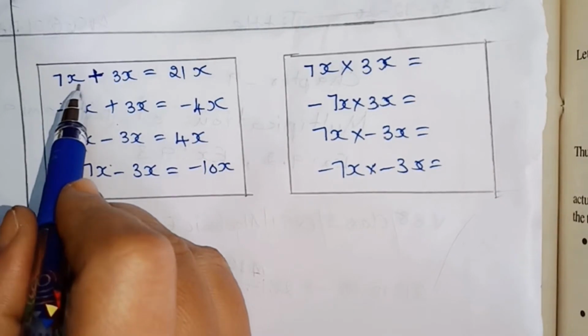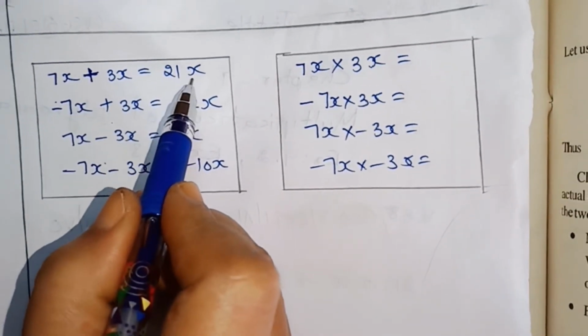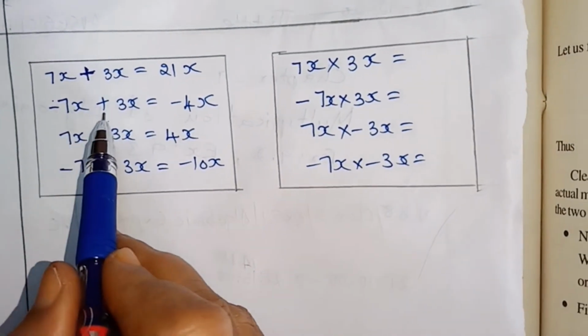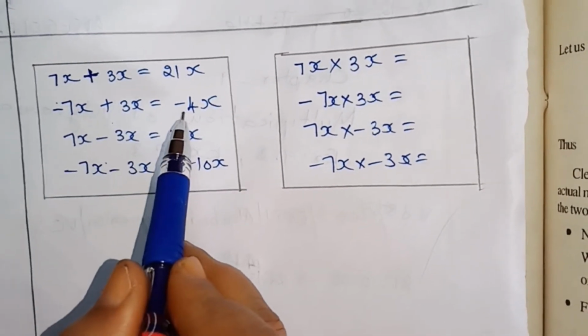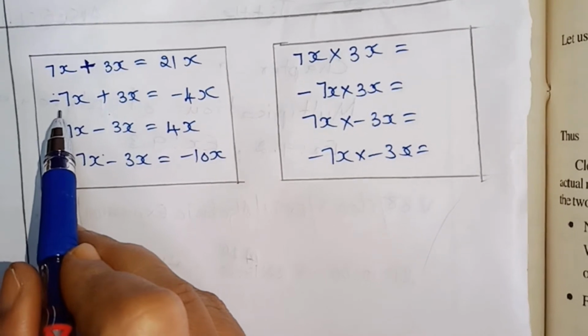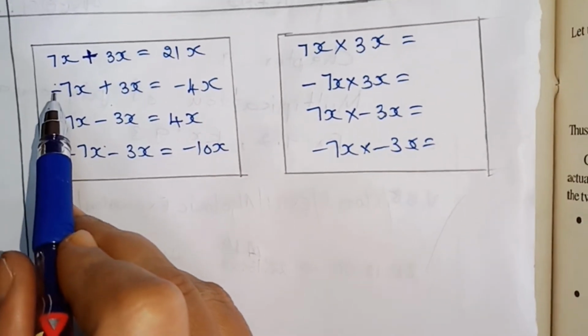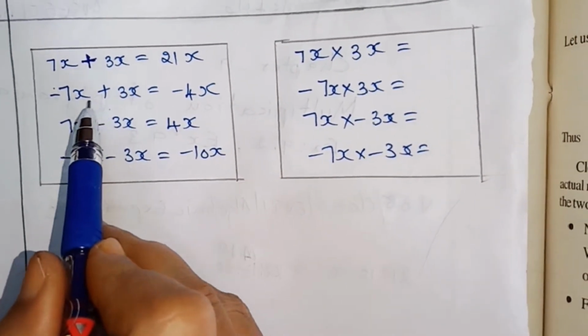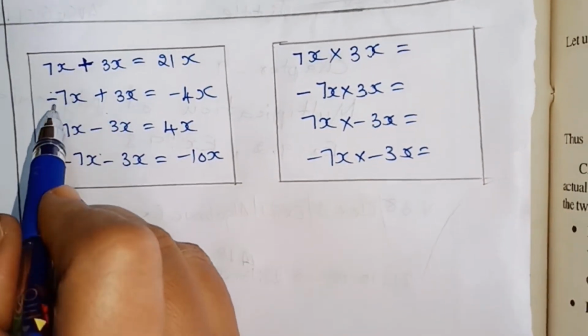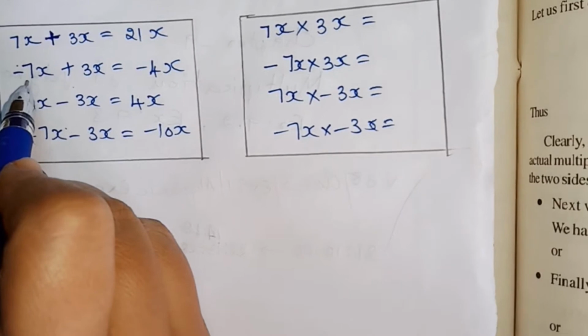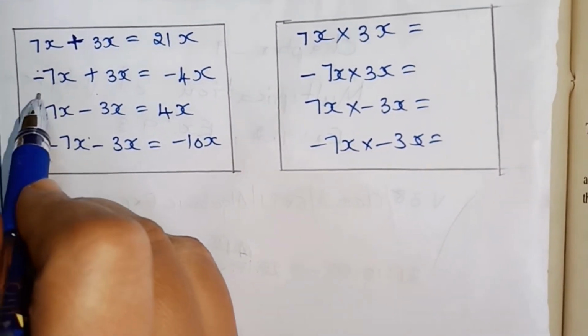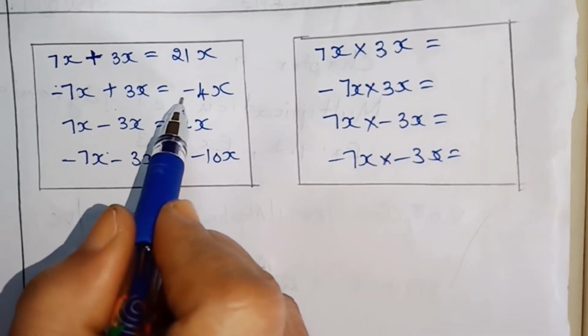So 7x plus 3x is 10x. Minus 7x plus 3x: one negative and one positive, you get a negative number. Here one negative, one positive, you have to subtract and write the sign of the bigger number. In these two, 7 is big. So what is the sign of the 7? Negative sign. So we wrote negative sign.